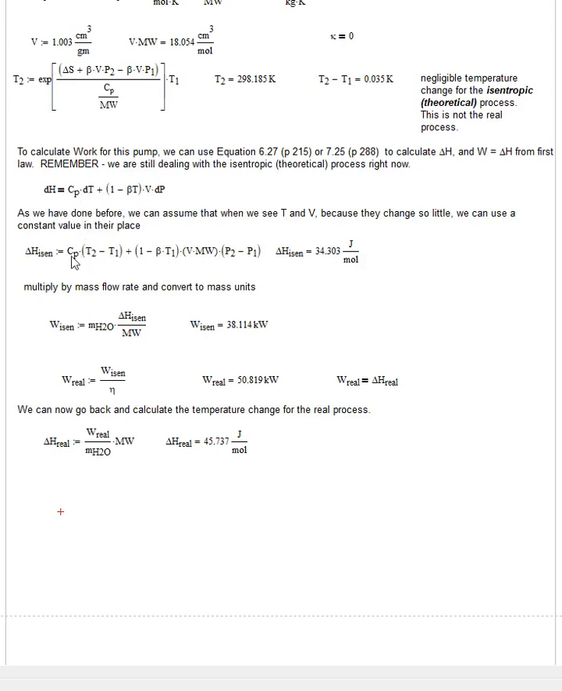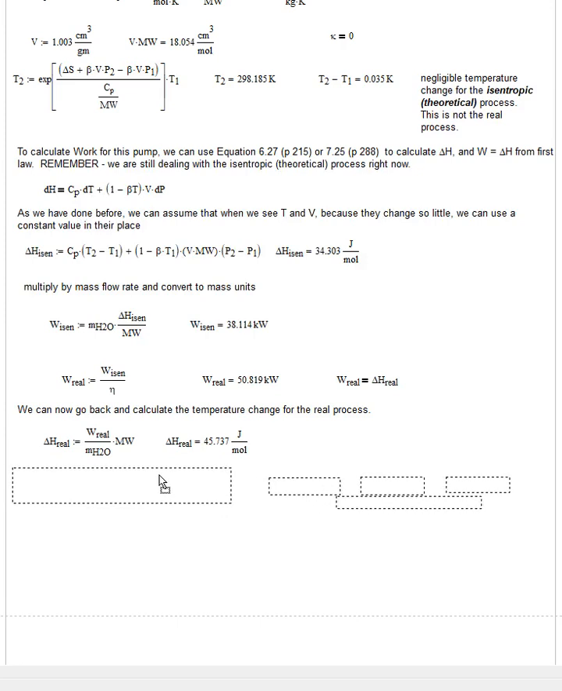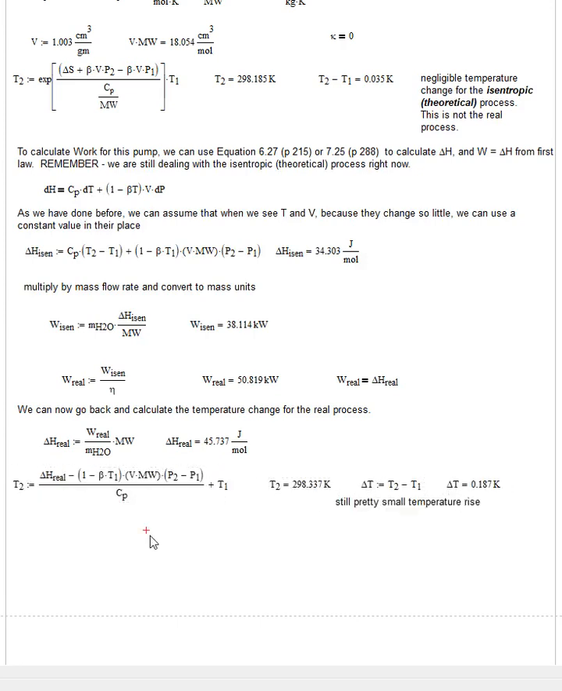So that's what we've got there. We then take this equation and we just write it for the real process, solve for T2, and this is what we get. T2, delta H real minus so on and so forth, we get 298.337 Kelvin. And as you can see, that's still a pretty small temperature change. And that's usually valid when we're dealing with smaller pressure drops in pumps. You really won't see very large temperature changes when you're pumping fluids until you get to really high pressure drops across the pump.